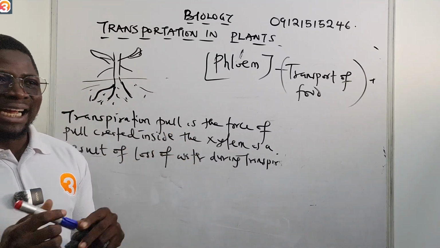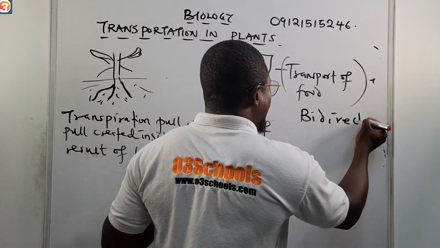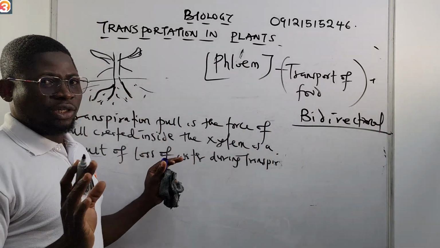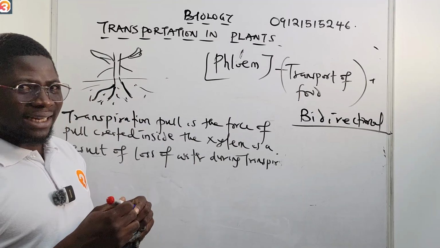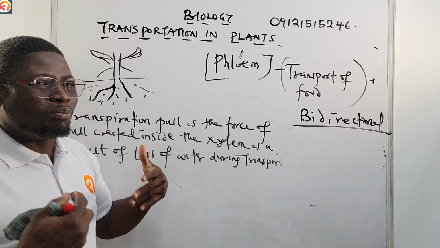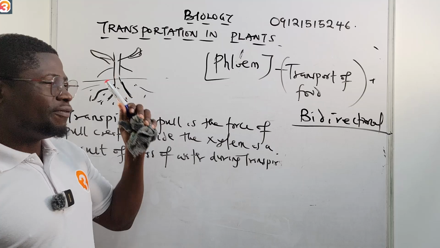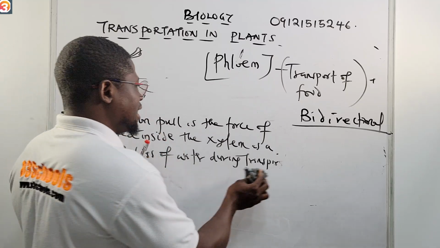And it moves in what manner? Bi-directional. It's not like the xylem that is unidirectional. So it moves to the upper part, and it moves to the lower part. That is the phloem. They are responsible for transporting food material to different parts of the plant.